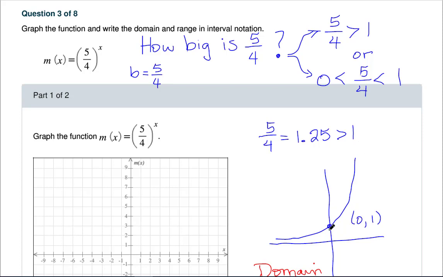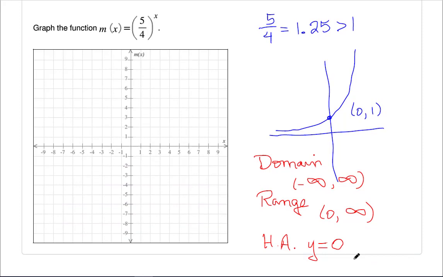Crosses 0, 1. Domain is everything. Range is 0 on up. And the horizontal asymptote again is y equals 0 because it's leveling off here on the left hand side toward y equals 0.